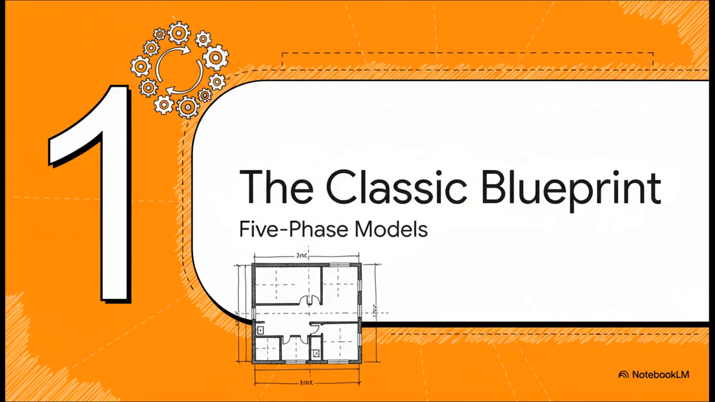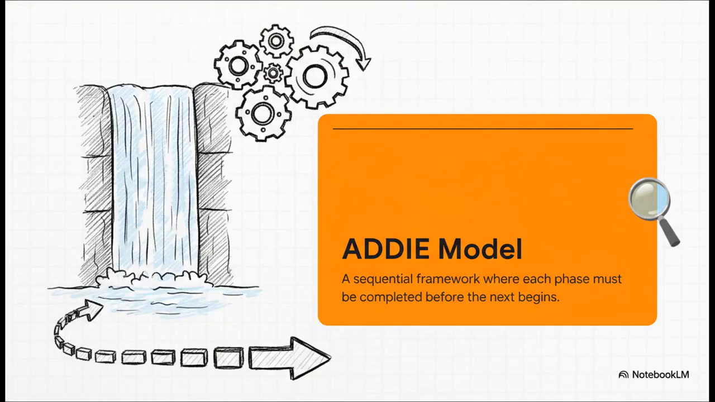Okay, let's kick things off with the most traditional approach out there. I want you to think of this as the classic architect's blueprint. It's detailed, it's systematic, and it's a very linear plan. And probably the most famous example of this style is the ADDIE model. ADDIE is actually an acronym, and it's known for what we call a waterfall progression. Basically, you have to complete one phase 100% before you can even think about starting the next one. It's super methodical, it's predictable, and honestly, it's been a cornerstone of instructional design for decades.